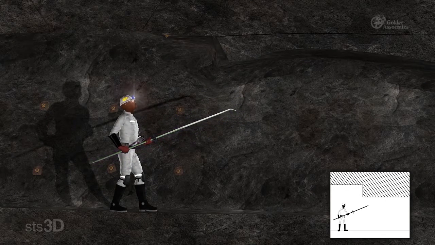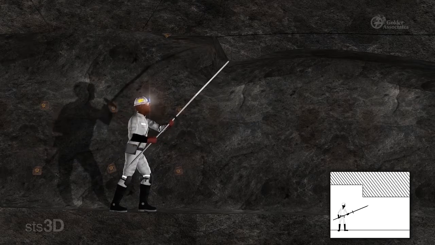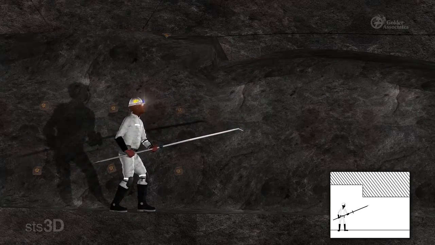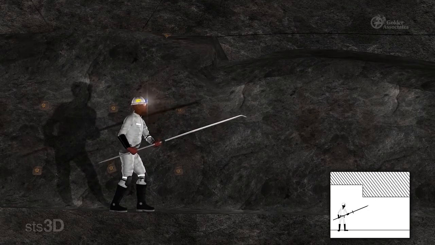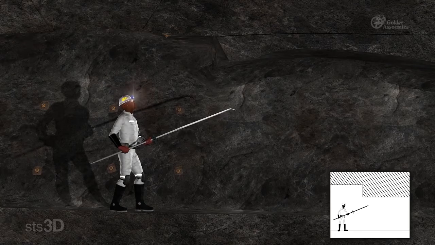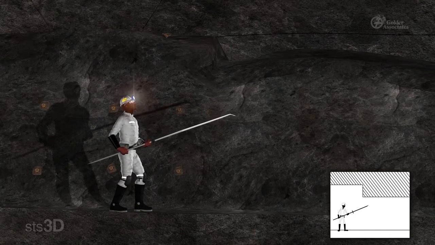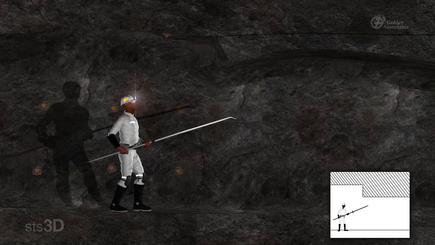Also, make sure that the brow can be safely barred down. Otherwise, the brow may need to be supported. When deciding how to treat a brow, follow the top Trigger Action Response Plan process at your mine.